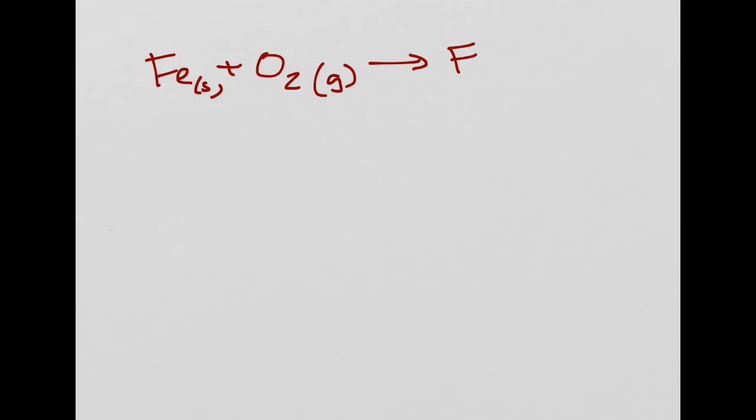You take a chunk of iron, which is a solid. Okay, you add in oxygen, and oxygen always has to be in a diatomic form. That's very important. And then that leads to having iron(III) oxide.